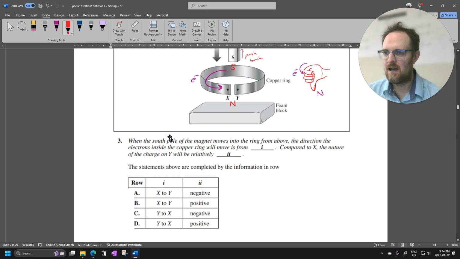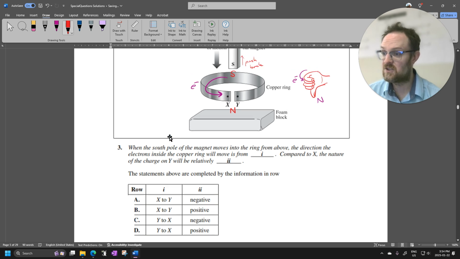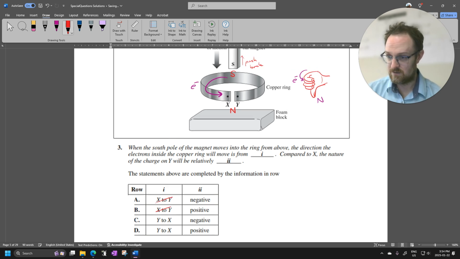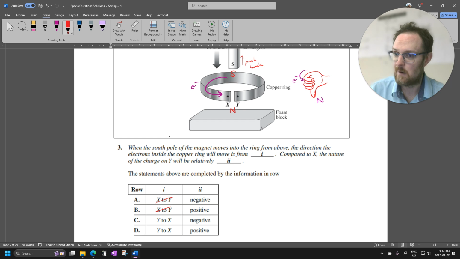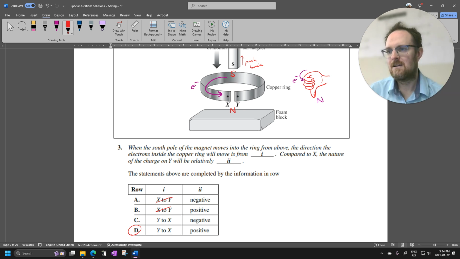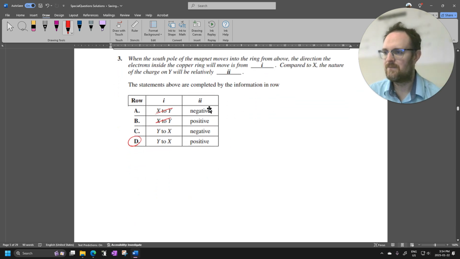Okay. So the electrons are going to flow from Y to X. So I'll cross off these ones. And compared to x, the nature of y will be relatively positive because all the electrons are going to x, so x would be negative. But compared to x, what would y be? Y would be positive. So this side would become negatively charged. This side would become positively charged. The positives are not going to move that direction. Only the negatives are going to move, but it's going to kind of expose those positives.